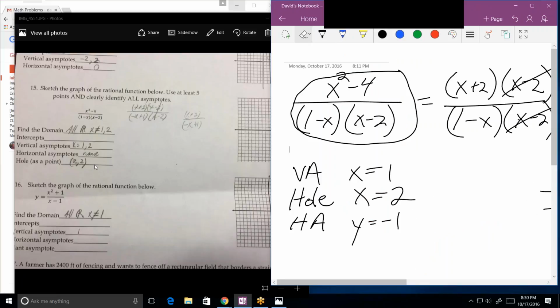And I think we got everything. We got the domain. This is the correct domain, actually. Yeah, the domain is going to be all reals except the vertical asymptotes and the holes. Those are never going to be in your domain.